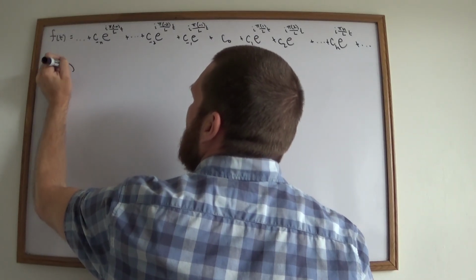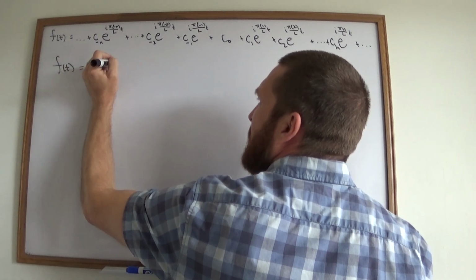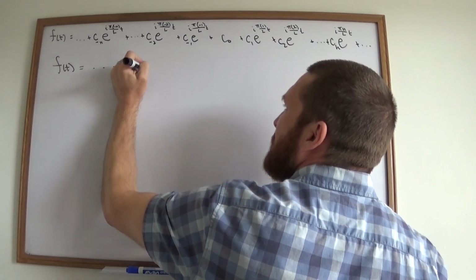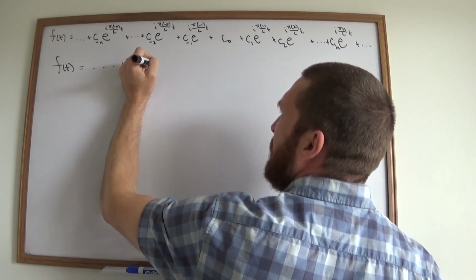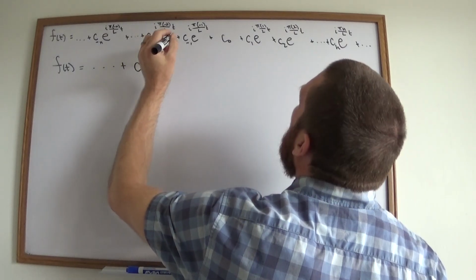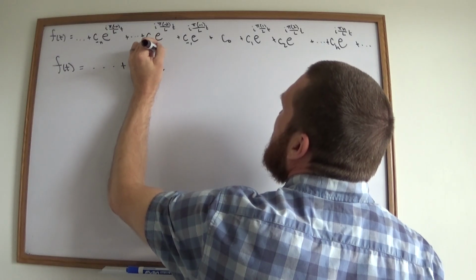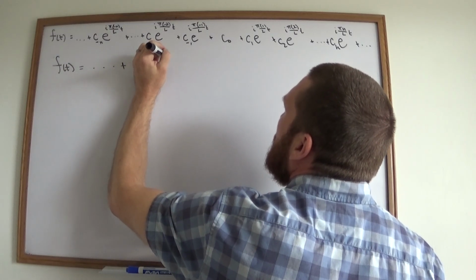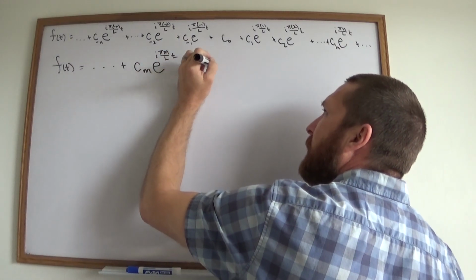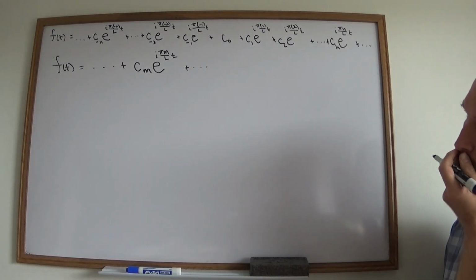If f is indeed a sum of a bunch of these things, so it's a bunch of these, let's give it some name. Let's just say that there's the mth one right here, and what does that look like? Well, I guess C_m e^{i π m t / L}, like that. Okay.